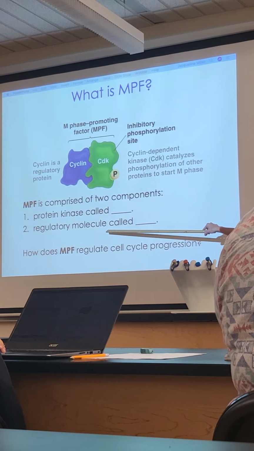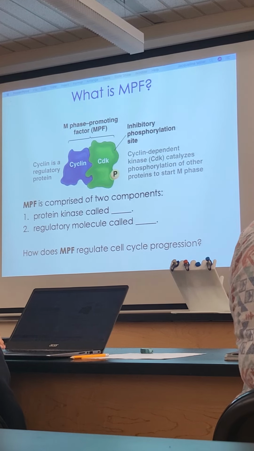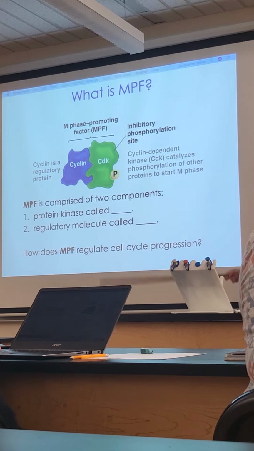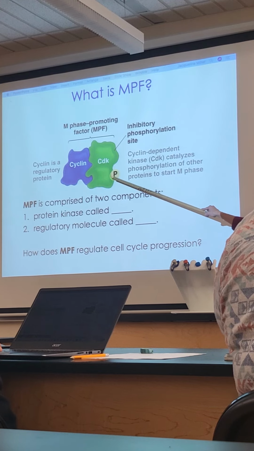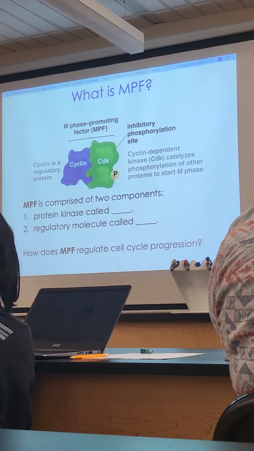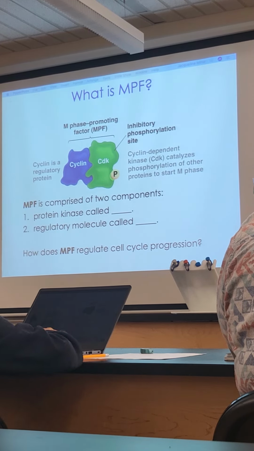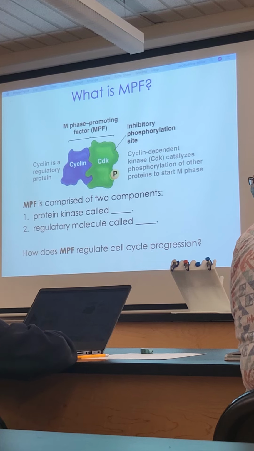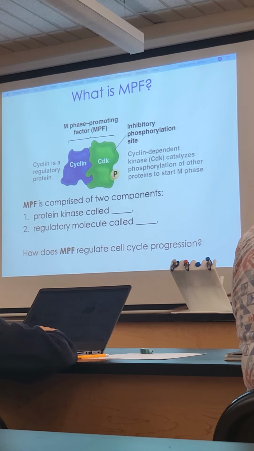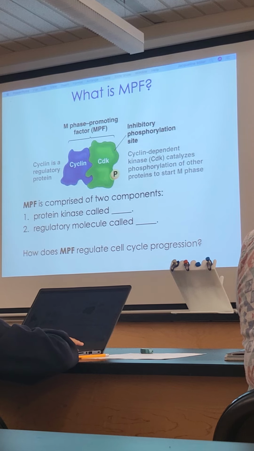And then there is another molecule that's called a cyclin, and that was the regulatory molecule. So the cyclin is required for the activity of the CDK. If you just have CDK, no cyclin, then the CDK doesn't work. It does not add phosphates to anything. So how does MPF regulate cell cycle progression?